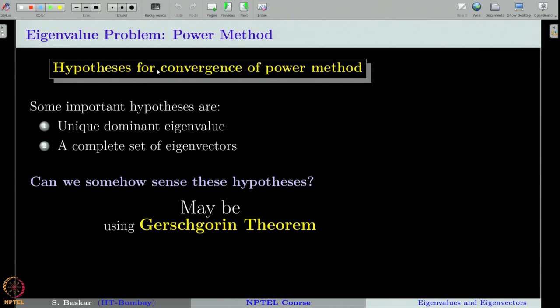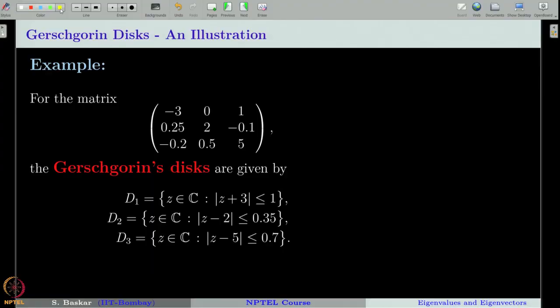Now, I will introduce you to Gerschgorin theorem through a couple of examples and then I will state the theorem. Let us first consider this 3 cross 3 matrix. First we have to construct Gerschgorin disks. Each Gerschgorin disk is associated with a row of the matrix. Therefore, if we are working with an n cross n matrix, then we can construct n Gerschgorin disks.